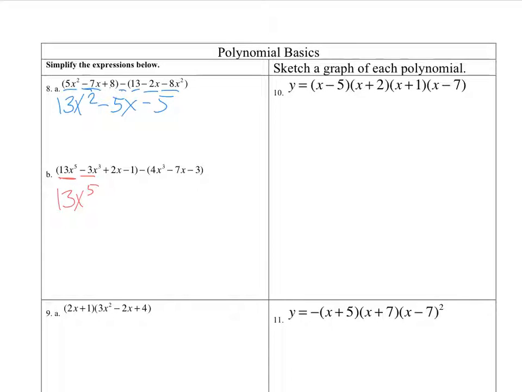Negative 3x to the 3rd, I have minus 4x to the 3rd there. That'd be negative 7x to the 3rd. 2x minus negative 7x is going to be positive 9x. Negative 1 minus negative 3 is going to be positive 2. At this point, there are no more like terms to combine, so I am done.